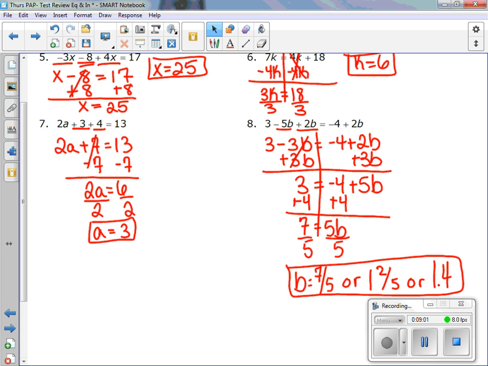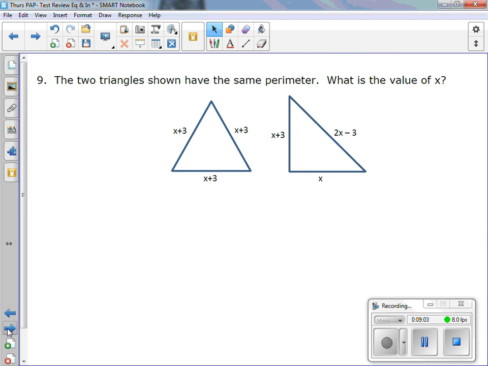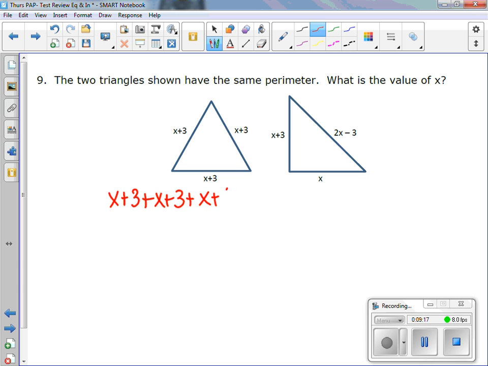So on our next problem, it gets a little bit more complicated. It says the two triangles shown have the same perimeter. What is the value of x? Well, we know to find perimeter that we have to add up all the sides. So x plus 3 plus x plus 3 plus x plus 3. Now this is a pretty crazy long formula, so I need to do some simplifying. x, x, and x is 3x. 3, 3, and 3 is 9.